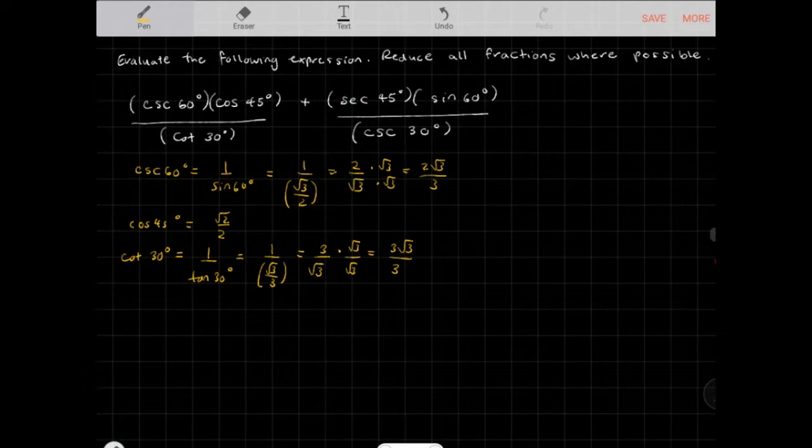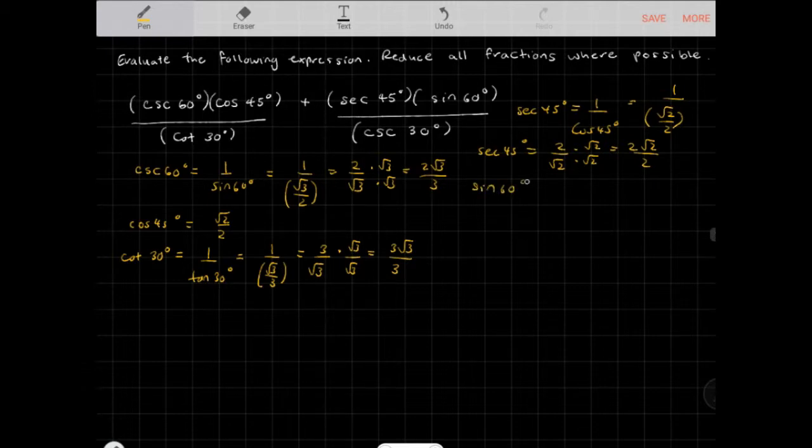Now let's take a look at the second rational expression on the right. We have secant 45 degrees, which is 1 over cosine 45 degrees, which is basically 1 over square root 2 over 2, which is 2 over square root 2. Okay, so this is secant 45 degrees, it's 2 over square root 2, right? And we can multiply this by square root 2 to simplify it, so we get 2 square root 2 over 2.